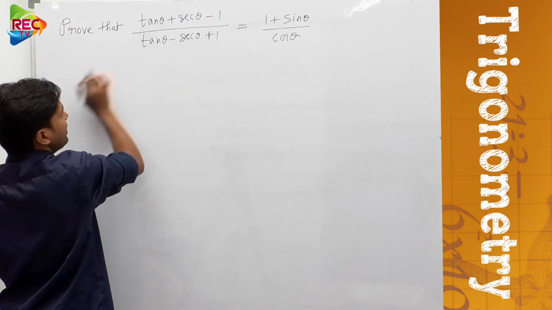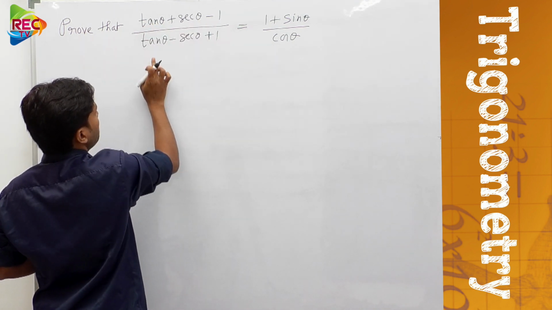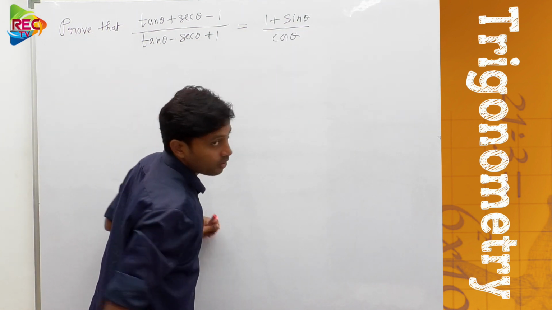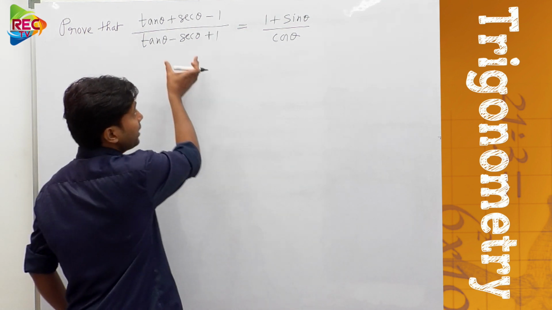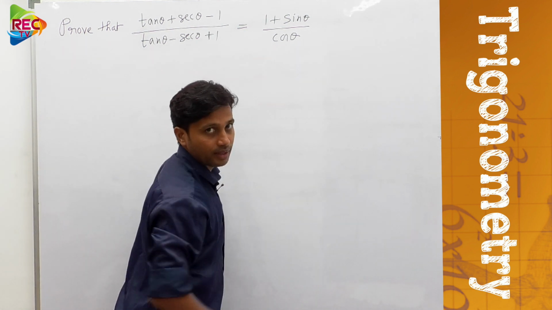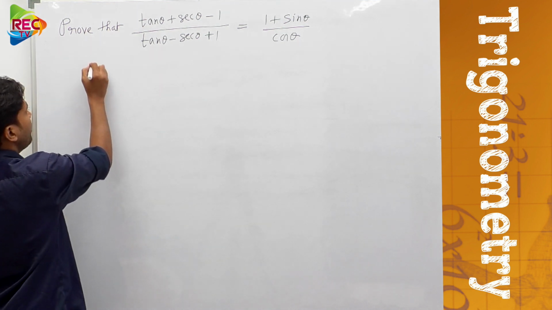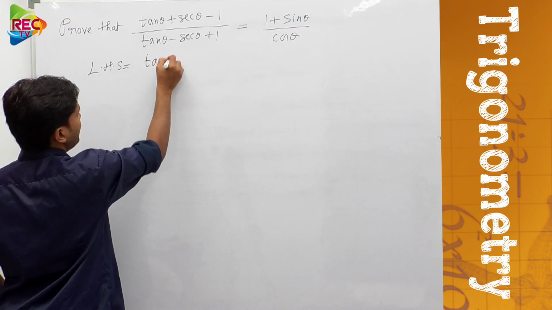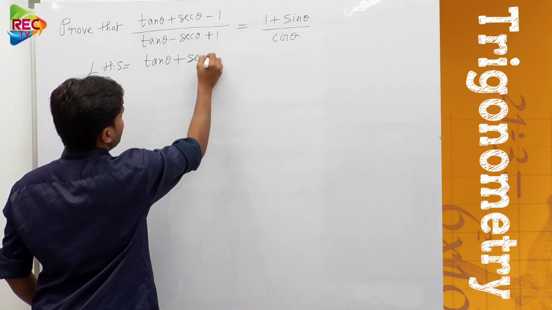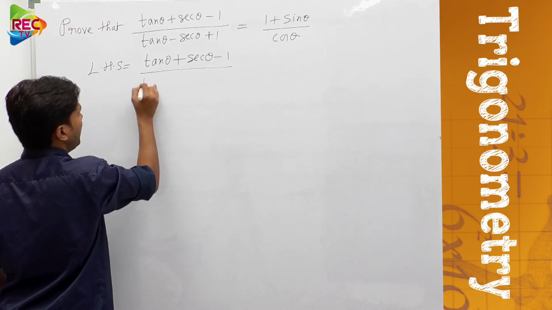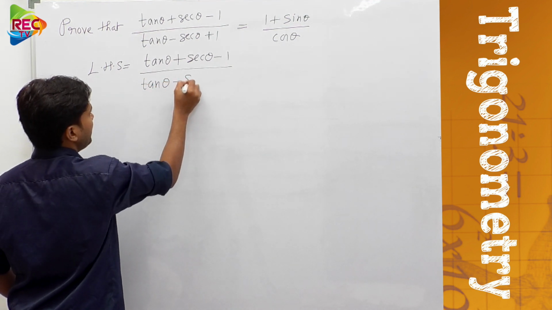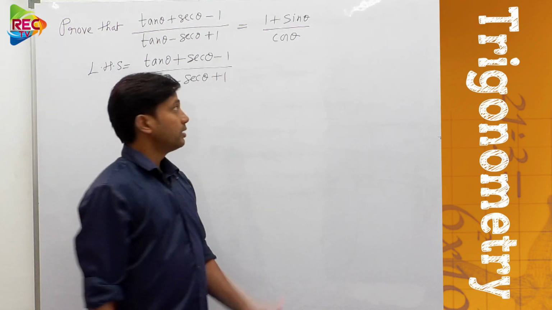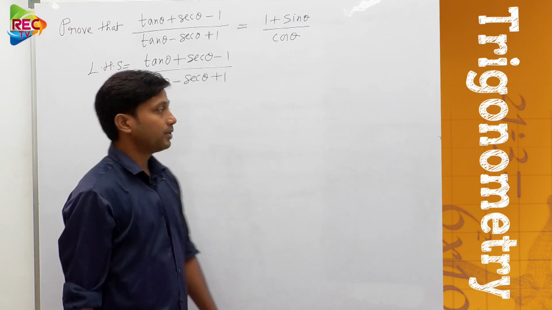See here, we need to prove that (tan theta plus secant theta minus 1) by (tan theta minus secant theta plus 1) is equal to (1 plus sin theta) by cos theta. Anyhow, we need to take LHS and obtain this one, right? So we are taking the LHS part, that would be (tan theta plus secant theta minus 1) by (tan theta minus secant theta plus 1). So this is what we need to get.